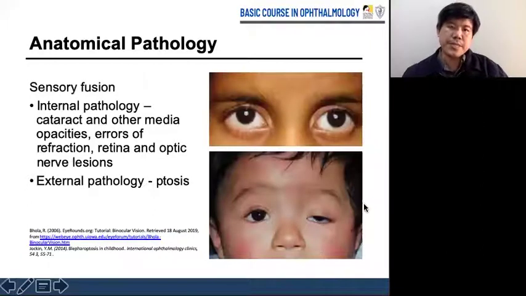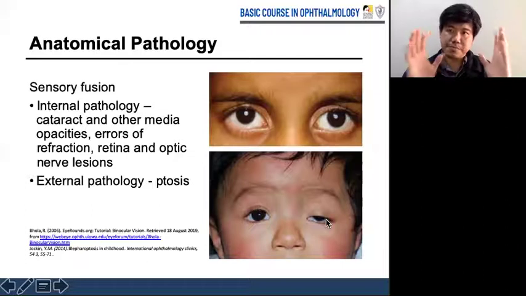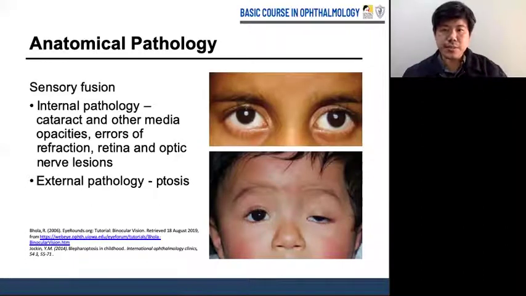For sensory obstacles, you have dioptric obstacles such as media opacities and uncorrected errors of refraction. It can also be prolonged uniocular inactivity, for example, when a patient suffers from severe ptosis or anisometropia, where there is a significant difference between the refraction of the two eyes. There can also be retino-neural obstacles such as lesions in the retina or the optic nerve, and of course proprioceptive obstacles.